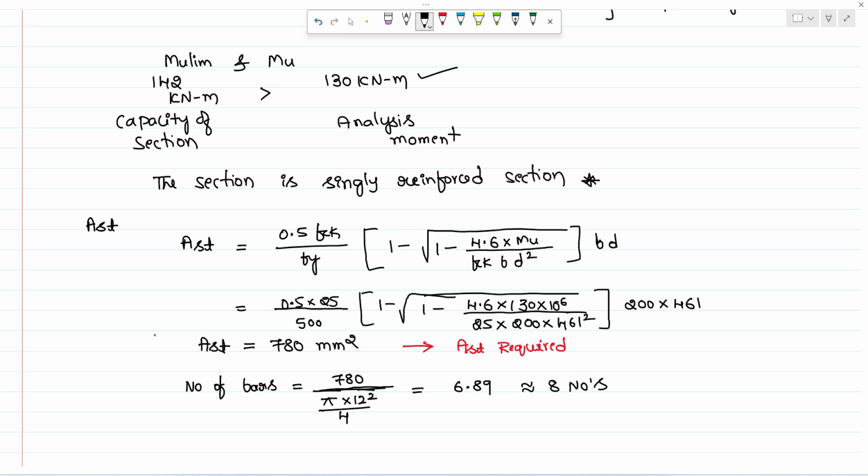Your beam width is 200 mm. Will it be possible to accommodate 8 bars in 200 mm width? It is highly impossible. So what is the area of steel required? 780 mm square. To match this reinforcement, I will provide the area of steel.